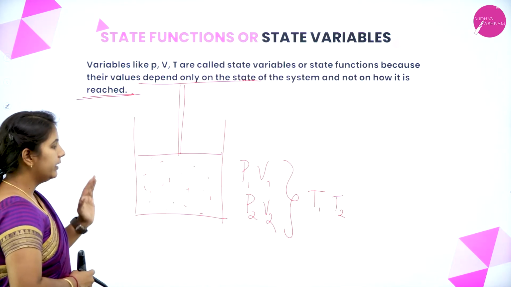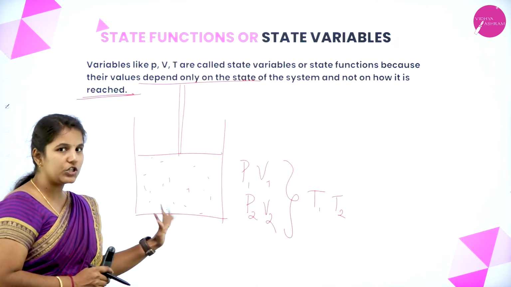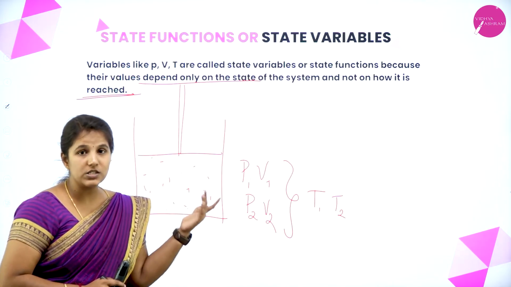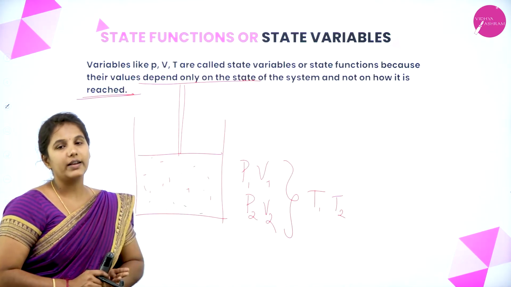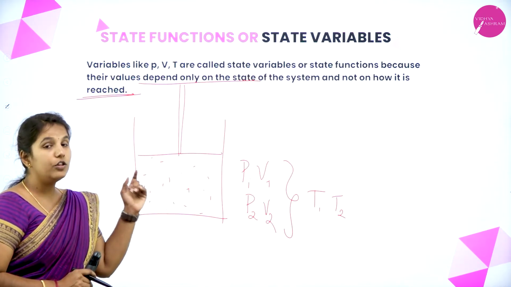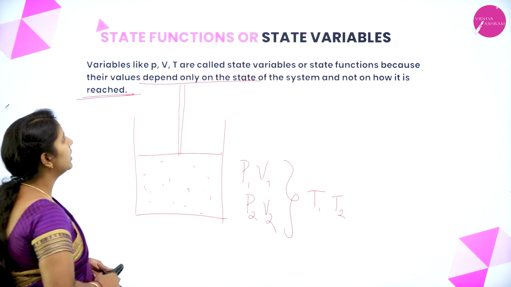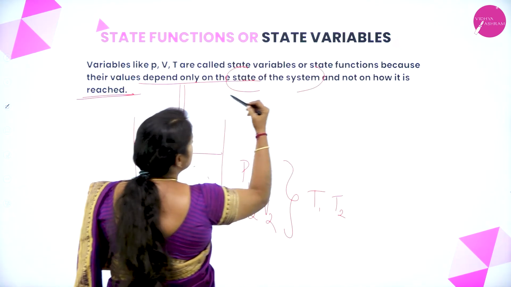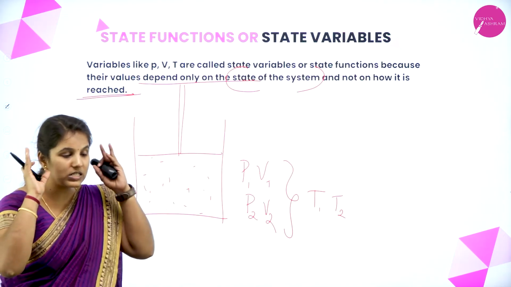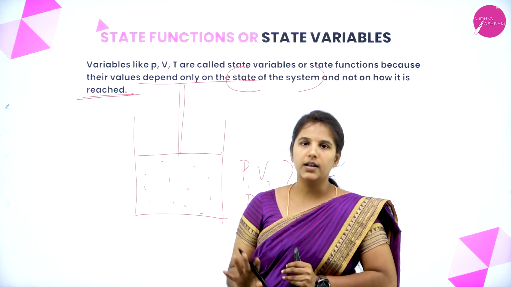This indicates that they are state variables or state functions, because when you apply pressure, the volume is changing and the temperature is also changing. When you are not applying pressure, the pressure also changes from its initial state to the final state. This indicates that they depend only upon the state, not on how much pressure you are applying. Understood? It talks only about the state of the system, the initial state and the final state.